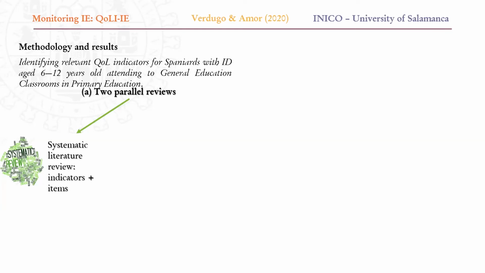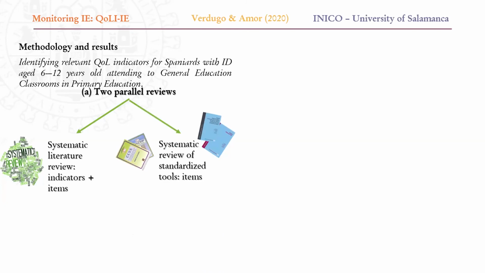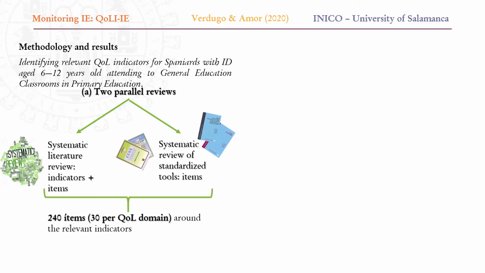Once these indicators were identified, we designed a set of items that collected personal needs, experiences, and aspirations with which to assess personal outcomes based on the indicators that operationalize the quality of life domains for the target population. Some of the items emerged from the literature review, but also from the study of already existing quality of life standardized instruments. As a result of this stage, we developed 240 items, 30 per quality of life domain, around the relevant indicators identified.